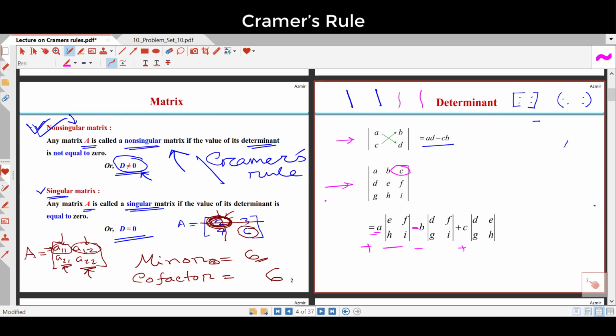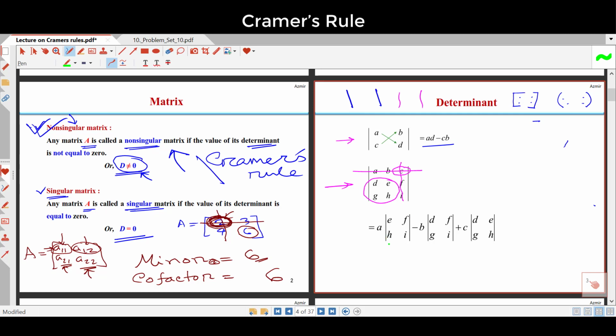Now find the minor of c. So how to find the minor of c? Respective row, respective column are cancelled. You have to think about the determinant of d, e, g, h. Have a look, d, e, g, h. Now the determinant is very easy to find.